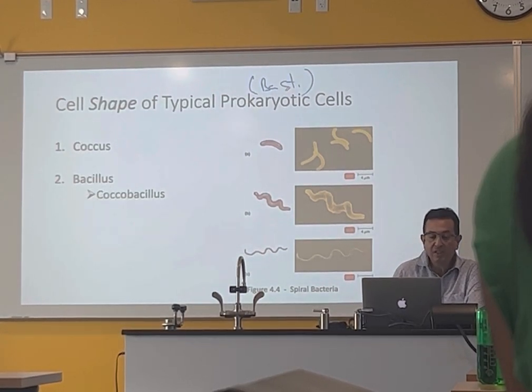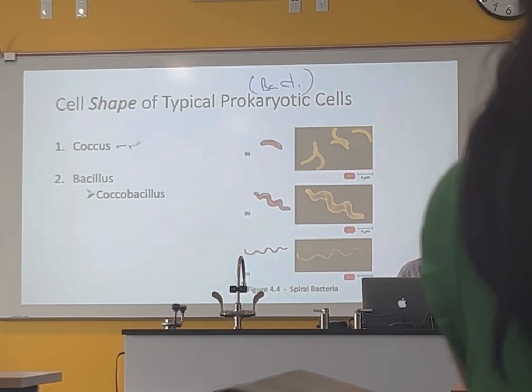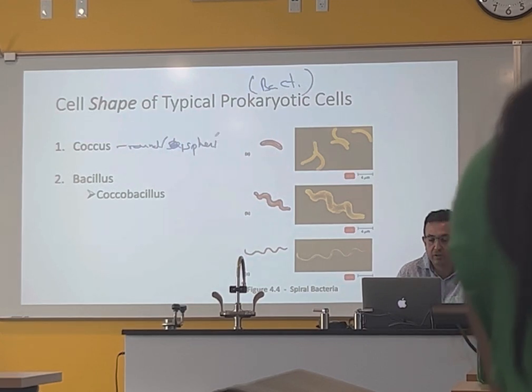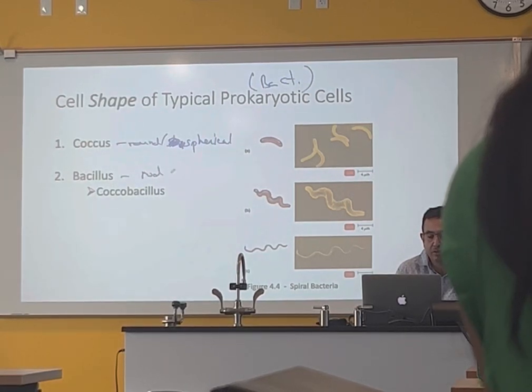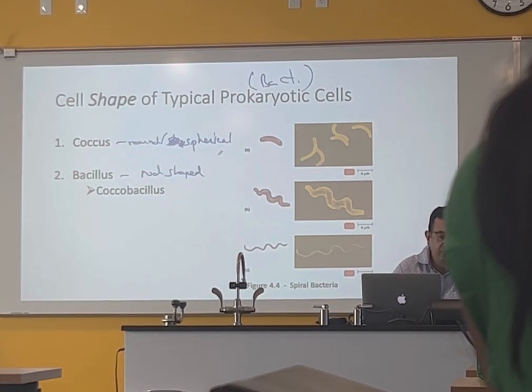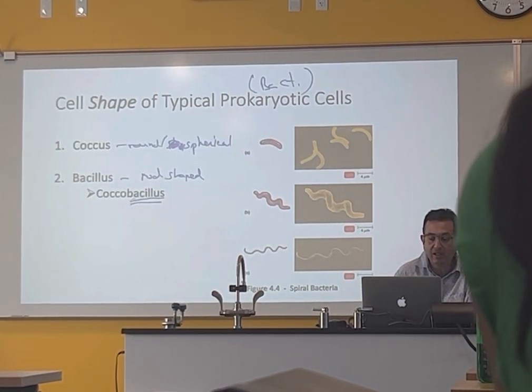Okay? Coccus means that they are round or spherical. I can't spell spherical. Spherical. Okay, round or spherical shape. Bacillus means rod shape. And under the heading of bacillus, there's this other one called coccobacillus. It still has the name bacillus in it.